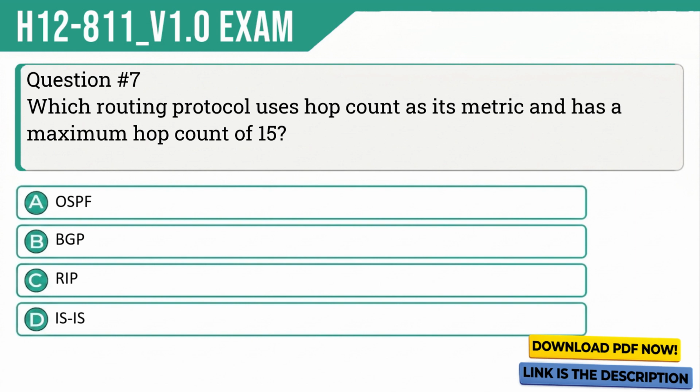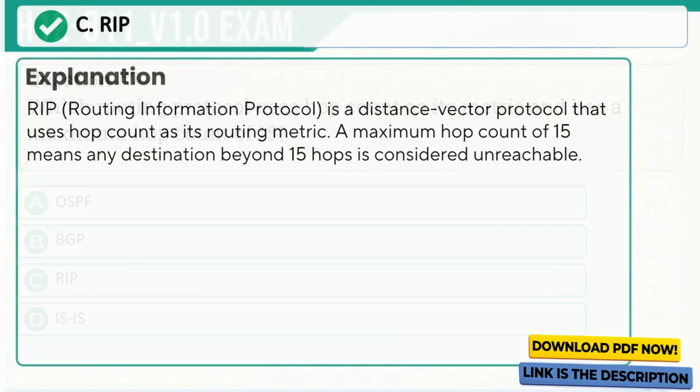15? A. OSPF. B. BGP. C. RIP. D. IS-IS. Correct answer: C. RIP. Explanation: RIP, Routing Information Protocol, is a distance vector protocol that uses hop count as its routing metric. A maximum hop count of 15 means any destination beyond 15 hops is considered unreachable.